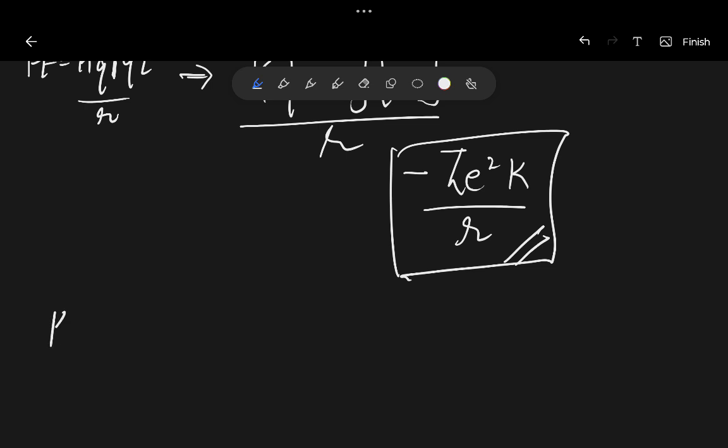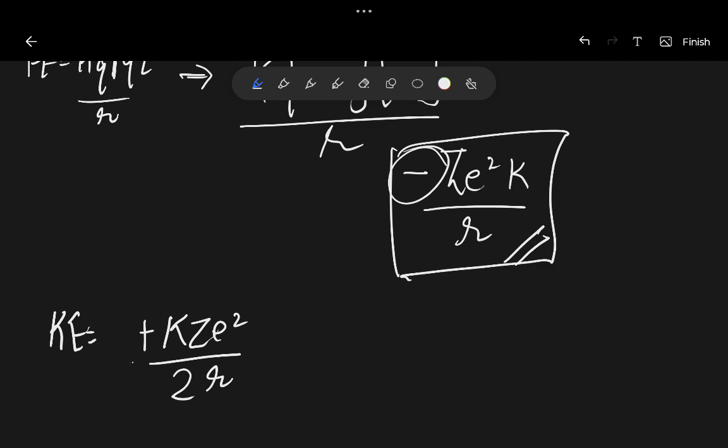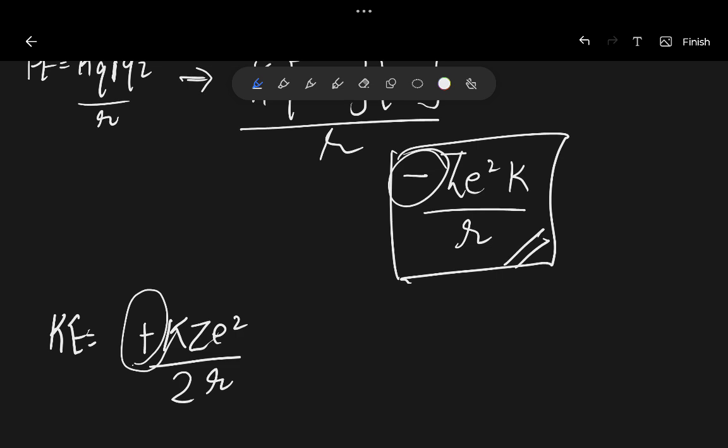And what was the formula for kinetic energy? It was positive K Ze square upon 2R. Now what does this negative sign here signify? It means there is force of attraction, and this plus signifies there is repulsion. When you're talking about a charge in chemistry, you should know that negative symbolizes attraction and positive symbolizes repulsion. So this is the formula for kinetic energy, and this is the formula for potential energy.